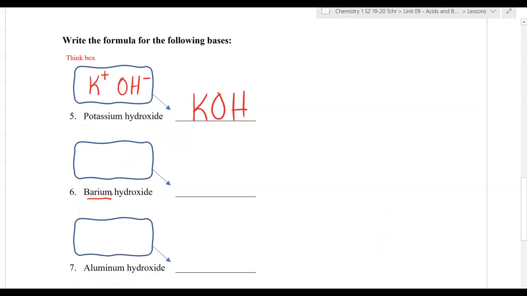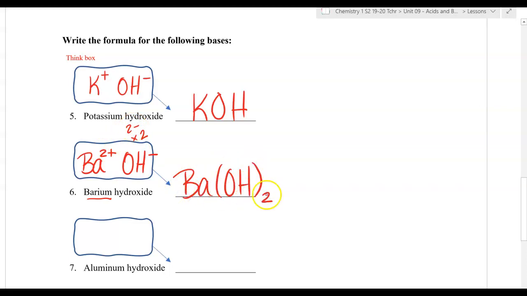Barium. You look at the periodic table, it's in group 2. Barium is a 2 plus. Hydroxide is still a -1. So how many -1s do we need? It looks like we need 2 of them to have a -2 over here for that to balance. So barium hydroxide with a 2. It is very important that you include everything in these parentheses and not just put the 2 after the H.